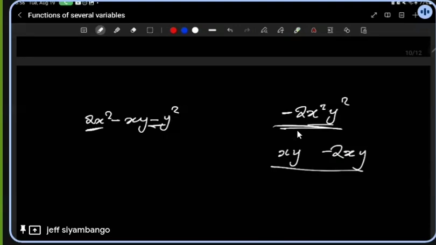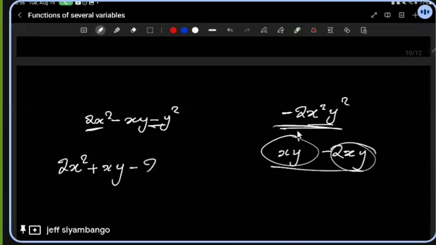I feel like I could have done this in a much easier way. But anyway, this works. So I have 2x squared, then I can say plus xy, minus 2xy, and then I'll have minus y squared.